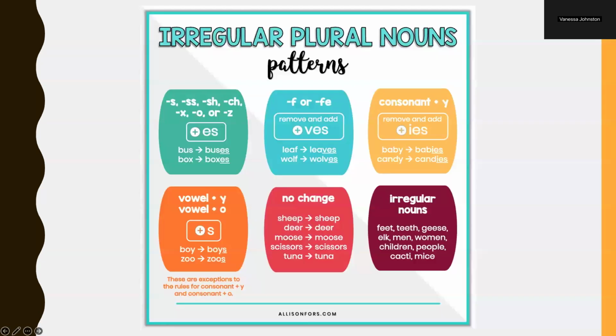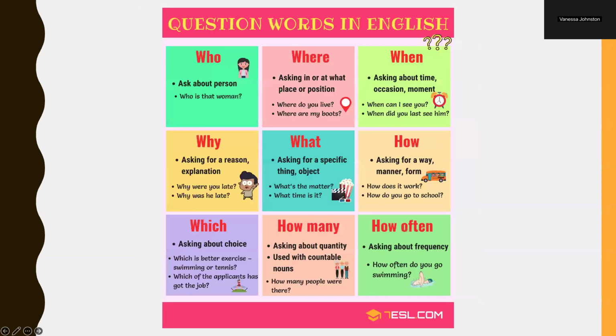Irregular plural nouns. So some of them change, some of them don't change, some of them are irregular. So bus becomes buses, box becomes boxes, leaf becomes leaves. So that F is replaced with the V. Baby becomes babies. Some of them don't change, like sheep and sheep, one sheep, multiple sheep. And then some are irregular, right? Foot, feet, tooth, teeth, mouse, mice. Okay, so make sure you know those.